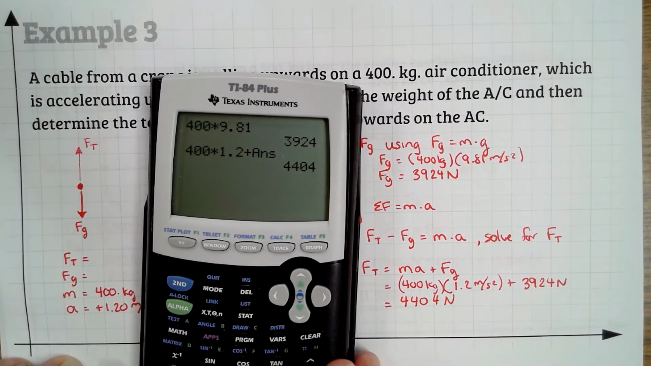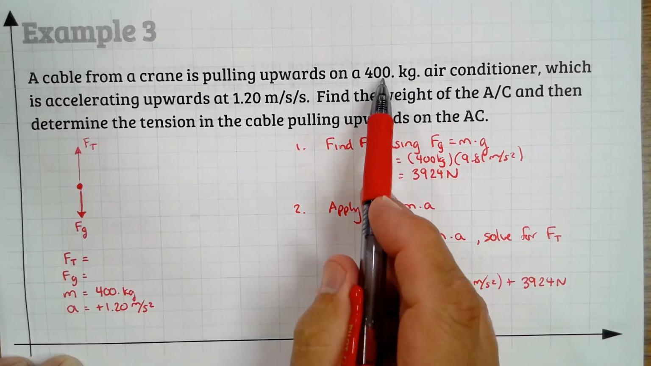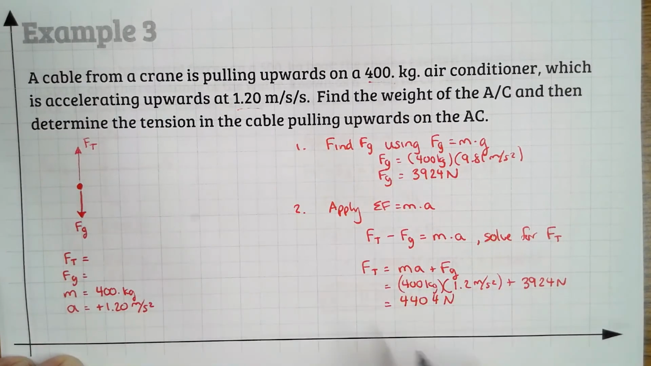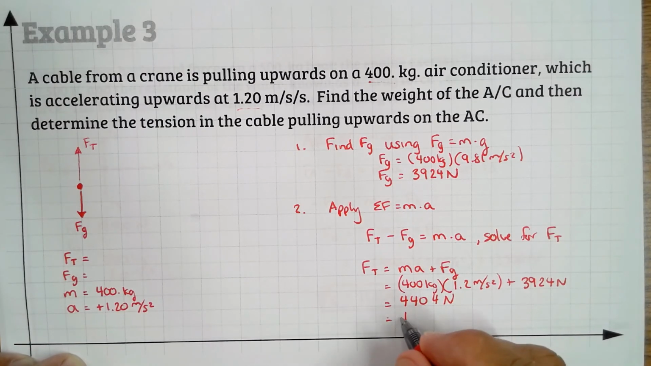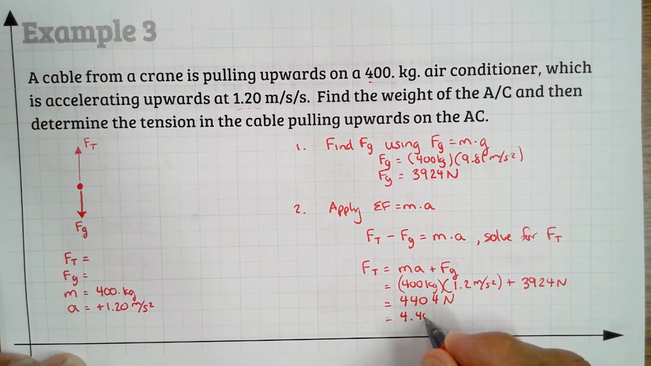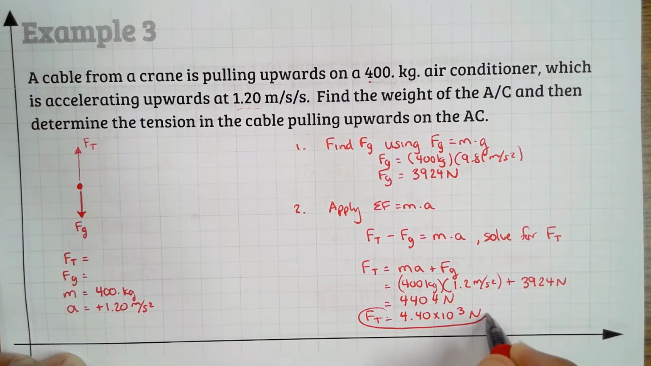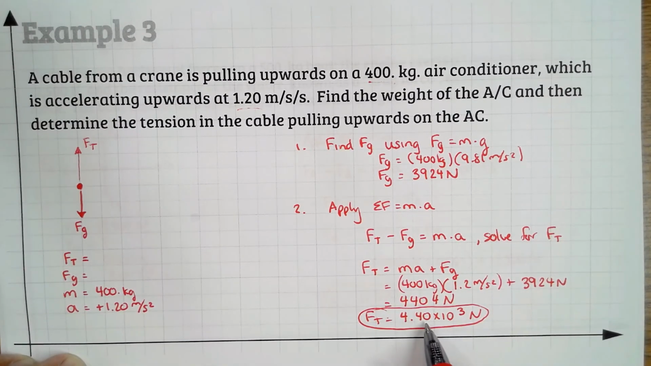I have three significant figures here, so I'm going to keep three significant figures. So this is going to be 4,000. I'm going to keep the 4, 4, and the 0, and I'm going to truncate the 0. So we're going to have to write this like this. 4.40 times 10 to the third newtons is the tension in the cable. And I had to use scientific notation because I had to show that that 0 there was significant.